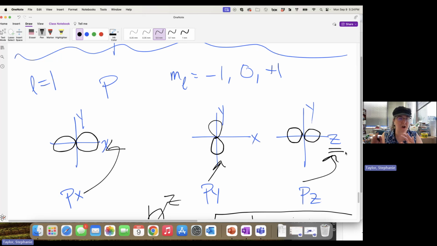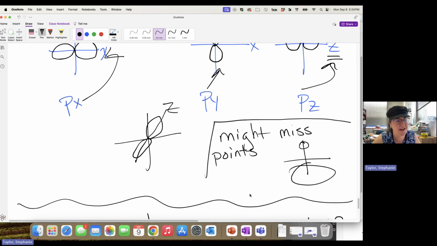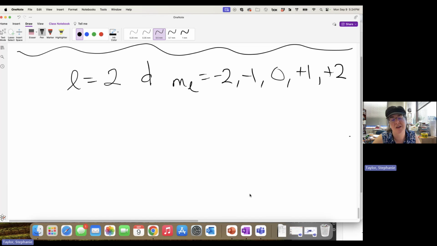I know that might seem like an arbitrary boundary when we are going fairly detailed, but that's where our boundary is. So yes, every value of M sub L does relate to one specific orientation, but you don't have to know which one is which. You don't have to know that PX is M sub L equals -1. I'm actually not certain if that's the correct one because I don't have that memorized. So yes, they do relate. No, you don't have to know which one's which.